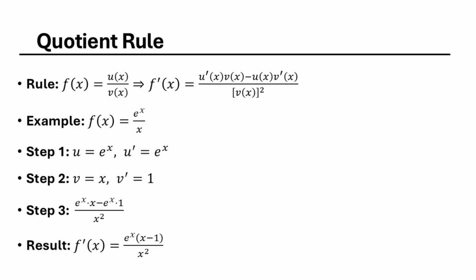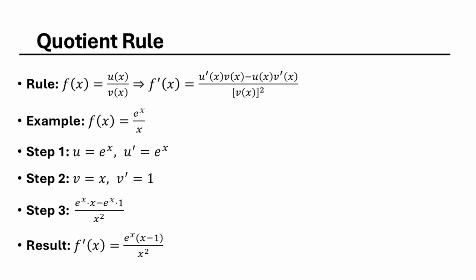Similar to multiplication, division requires its own special rule called the quotient rule. If you have a fraction where f of x equals u of x divided by v of x, the derivative f prime of x equals the derivative of the top times the bottom, minus the top times the derivative of the bottom, all divided by the bottom squared.